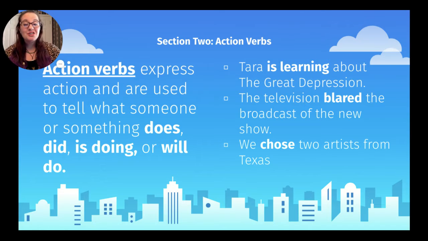So remember, action verbs express action, and they are used to tell what someone or something does, did, is doing, or will do. So a few example sentences with verbs. Tara is learning about the Great Depression. She's doing it right now. The television blared the broadcast of the new show, and we chose 2 artists from Texas. Is learning, blared, and chose are all action verbs.